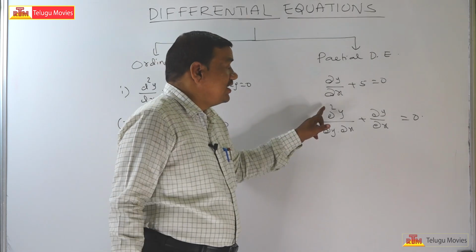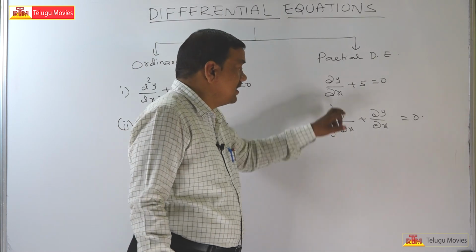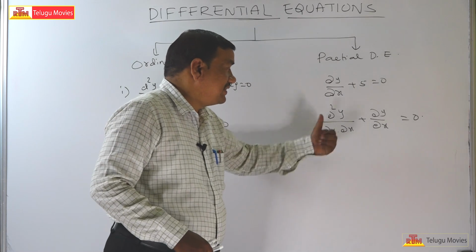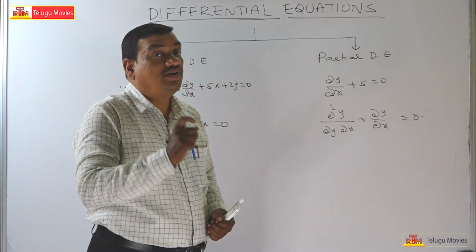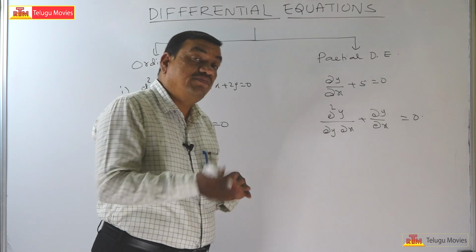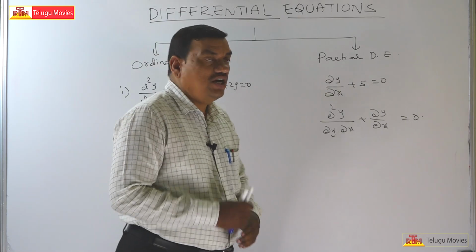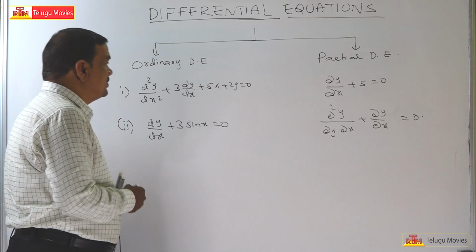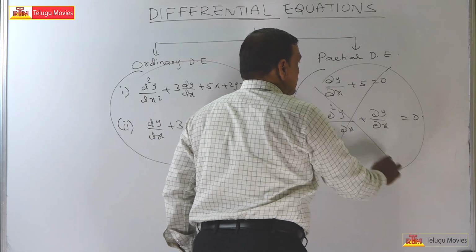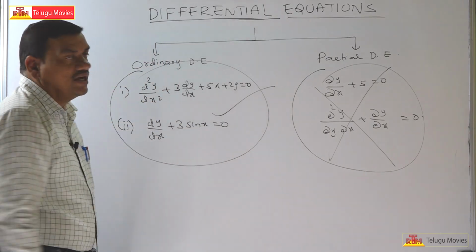So here d square y by, this is called dou square y by dou y into dou x. That means the partial derivative of y with respect to x, then with respect to y. So we are differentiating the dependent variables with respect to more than one independent variable. Such type of equations are called partial differential equations. But our discussion is only with ordinary differential equations. So for the time being, we are not discussing partial differential equations. Let us concentrate more on ordinary differential equations.